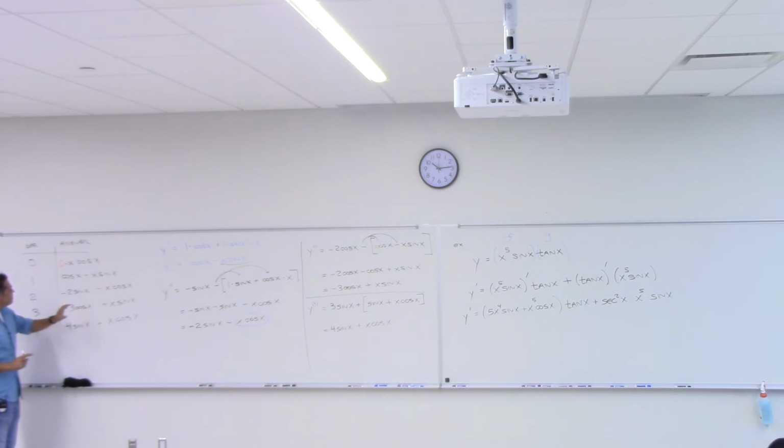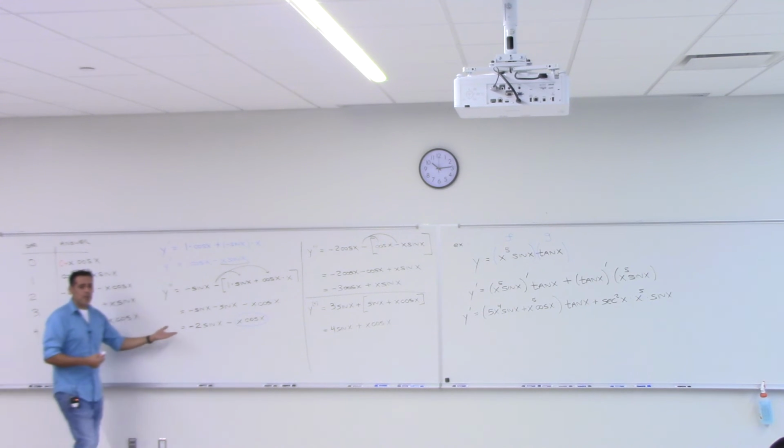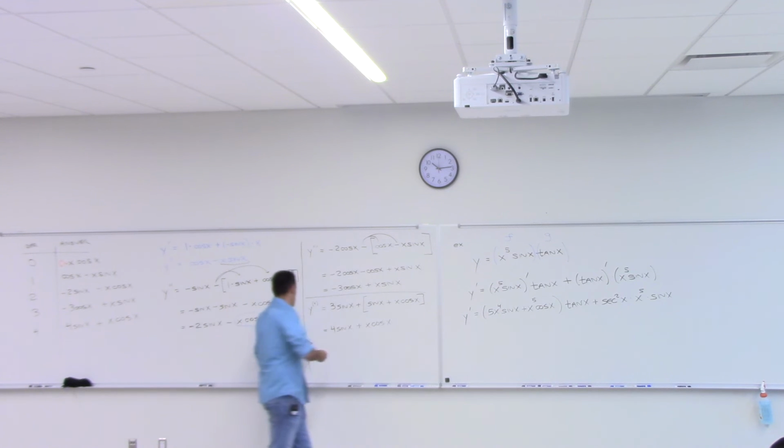Also, look at the signs in front. This one was a plus. This is minus, minus, plus, plus. What do you think we're going to have next? Minus, minus, plus, plus. Minus, minus, plus, plus, right? That's a conjecture, right? We think that's what's going to happen. We could probably do one more derivative. Let's just do one more. It's not going to take forever.